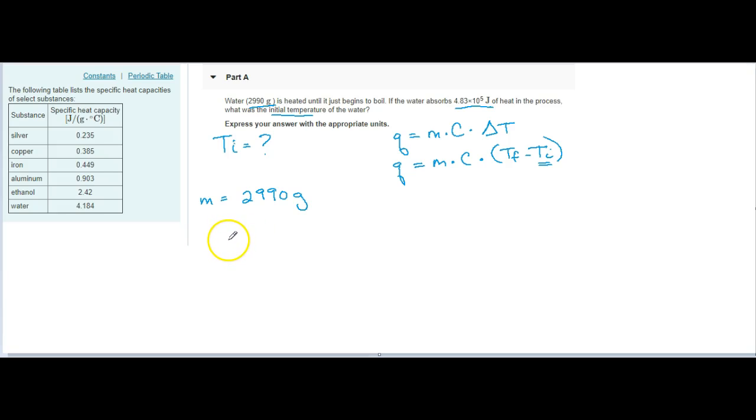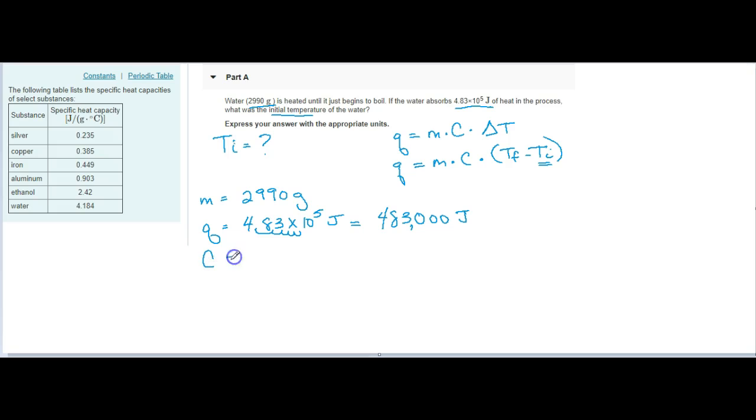We also have the amount of energy that the water absorbs, so that's our Q value, which is 4.83 times 10 to the 5 joules. We will want to convert this from scientific notation to the decimal number, because we're going to want to use that. So when you have 10 to the power of 5, that's moving our decimal over 1, 2, 3, 4, 5 places. So this is going to be 483,000 joules, the amount of energy absorbed by the water.